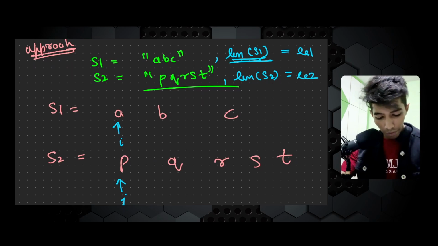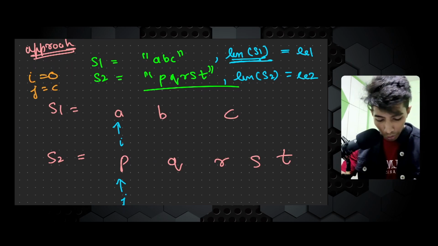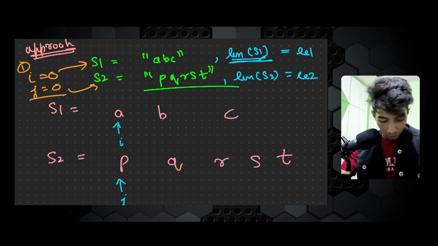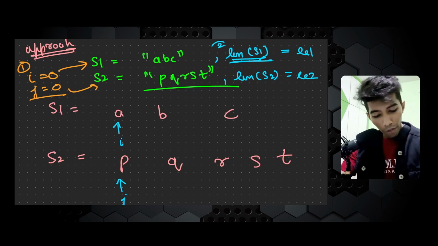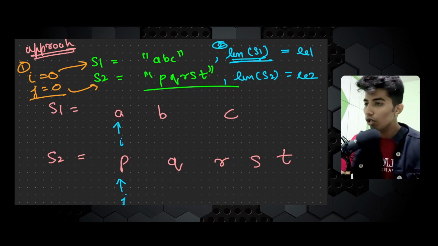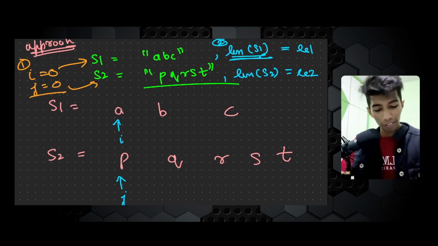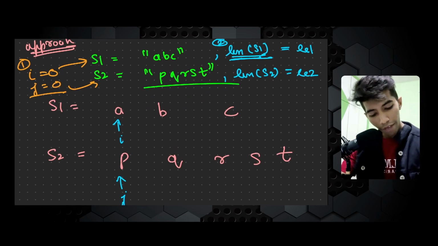So till now I have done two things. I have given one I pointer which is at 0, and J is also at 0. I is targeting S1 and J is targeting S2. This is the first step. The second step I have done is calculating the lengths. Okay. Now talking about the next step, how will it look? I will create one result list.